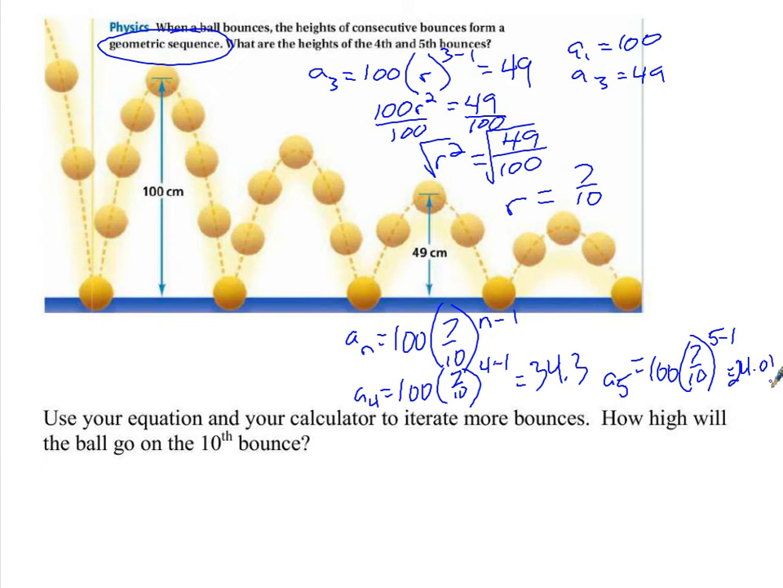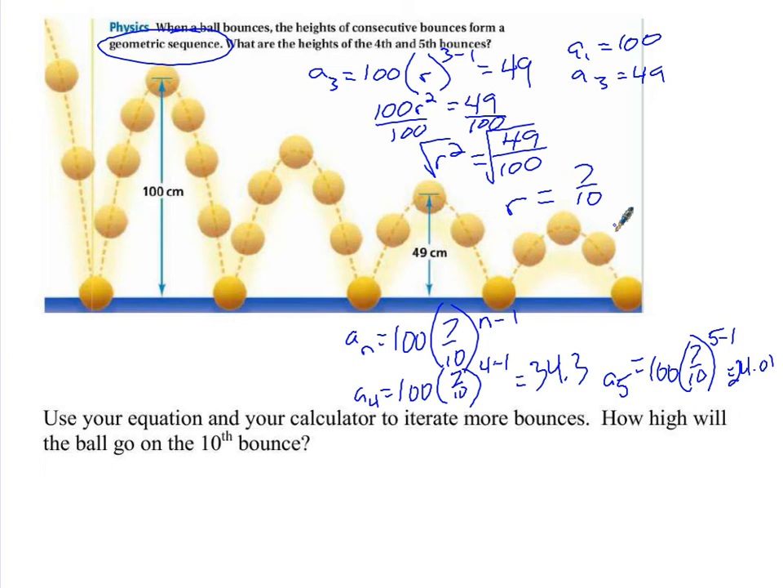So there you go. That's how you handle that. Once you get the common ratio, you can write the equation fairly easily, and then from there, calculate whatever bounce number they want. Okay, down at the bottom it says use your equation and your calculator to iterate more bounces. How high will the ball go on the 10th bounce? Well, we can use the equation to figure out the 10th bounce pretty easily.